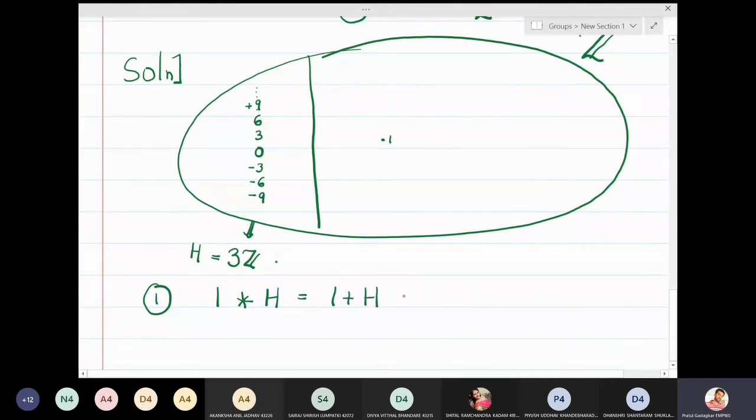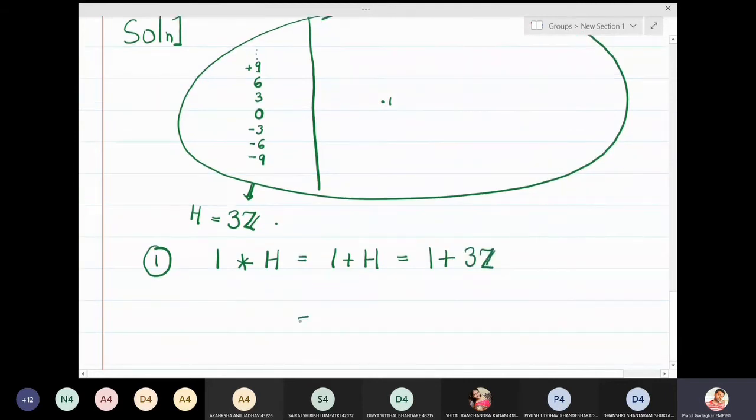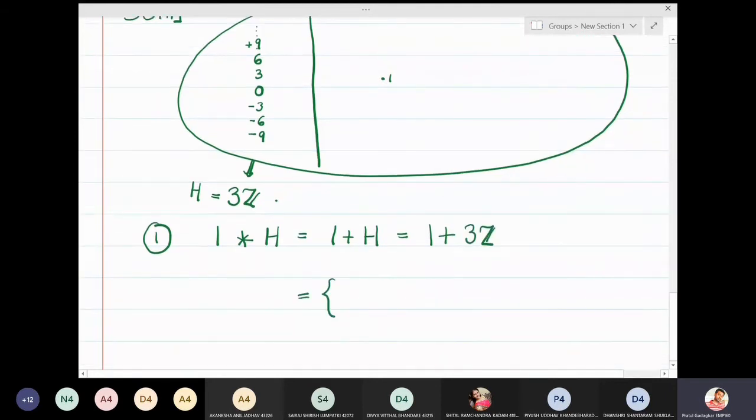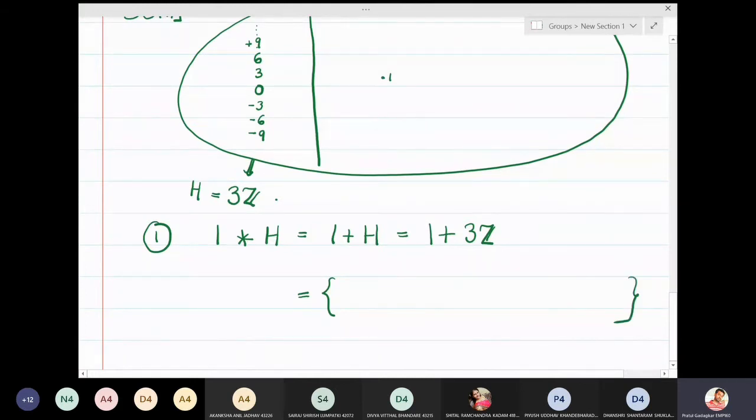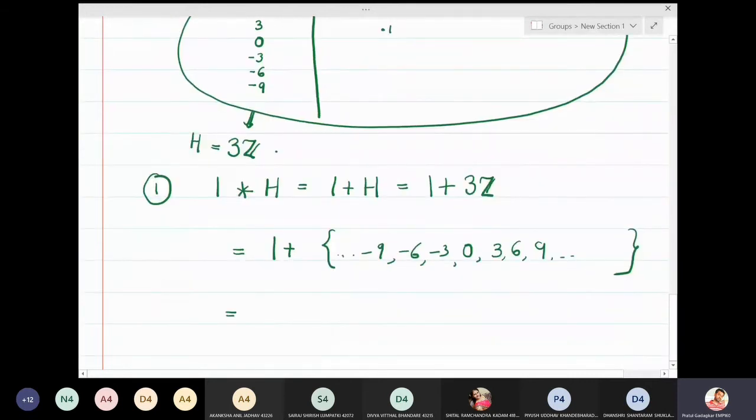I will form the first left coset, 1 plus H, meaning 1 star H. But who is H? 3Z, so 1 plus 3Z. This 1 I will add to all the elements of 3Z. So let me write the elements of 3Z here. So this is 1 plus 0, 3, 6, 9, minus 3, minus 6, minus 9, and so on. And when I add this 1 to all the elements of the set, I'm going to get 0 plus 1 is 1, 4, 7, 10, and so on. This is minus 2, minus 5, minus 8, and so on.